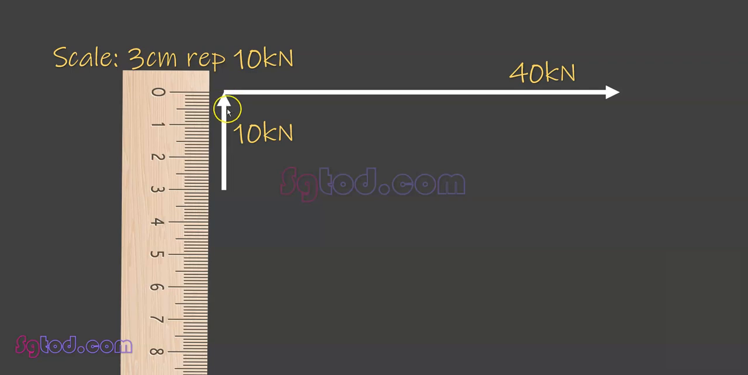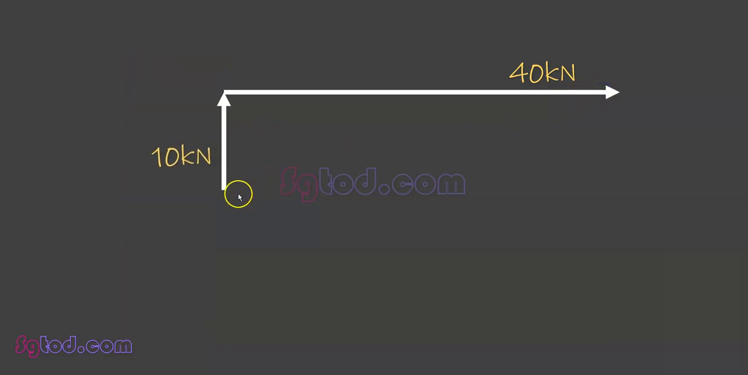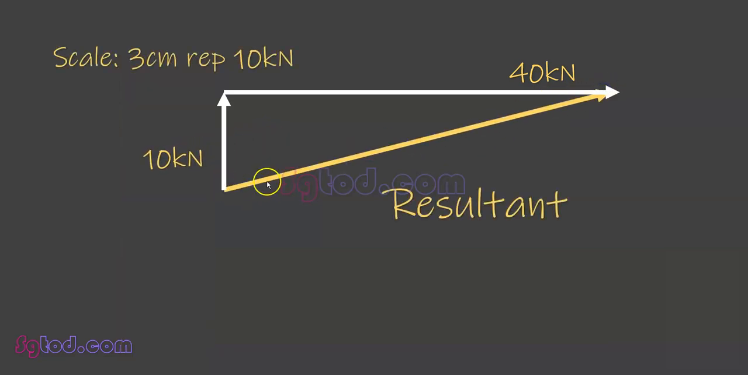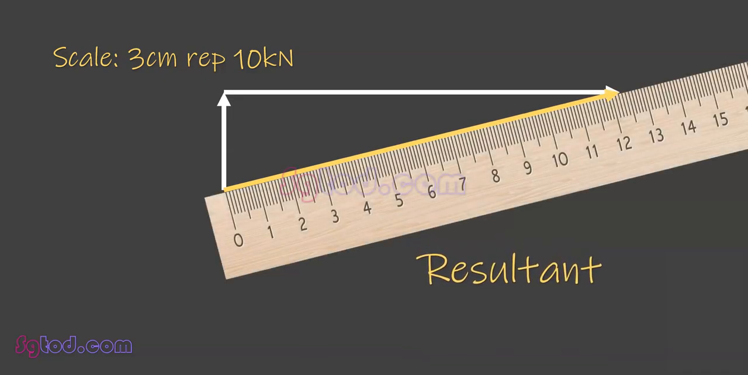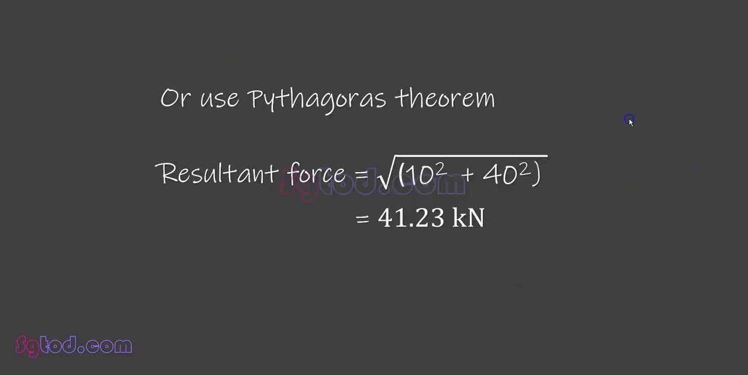Now how do we add up these two forces to find the combined effect? To do that, just imagine that instead of walking the long way around, we take the direct path. This direct path is the resultant force. From our scale of 3 cm representing 10 kN, we can work out the magnitude of the resultant force by measuring the distance. Alternatively, you can use Pythagoras' theorem to calculate the resultant force.